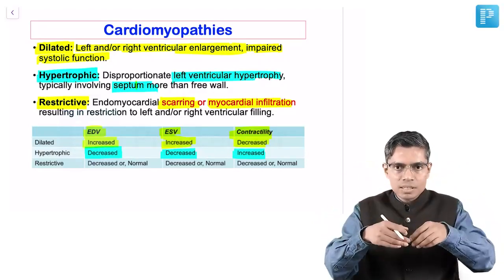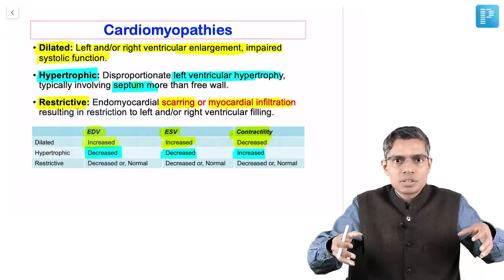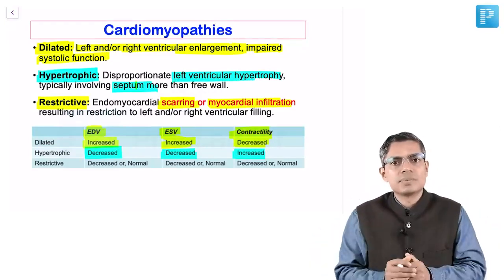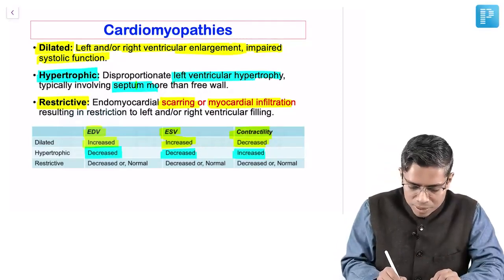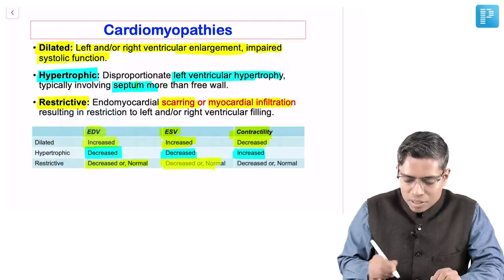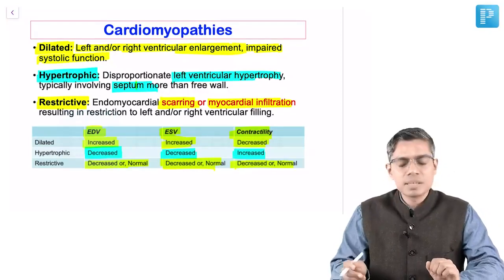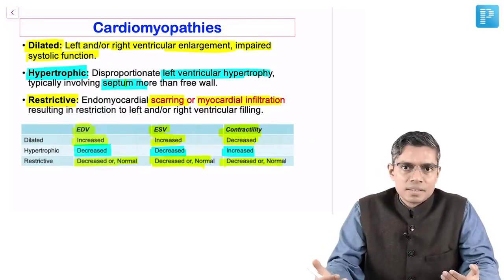So what will happen? Whenever the blood is reaching during diastole, the end diastolic volume is reaching, the ventricle is not able to stretch. What will happen to the end diastolic pressure? It will rise to a very high level. So look here: in restrictive cardiomyopathy, the end diastolic volume and end systolic volume may be normal or decreased, and contractility may also be normal or decreased depending on the disease state, right?